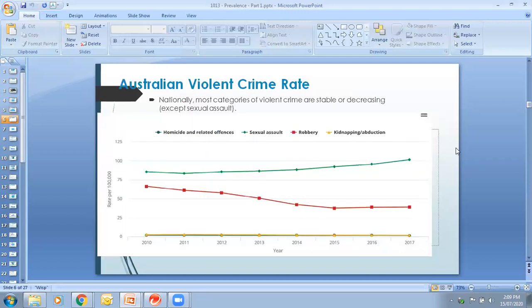So the Australian violent crime rate is in this graph. At the side you can see, I don't know if you can see my pointer, but I'm pointing to it, the y-axis, sorry, rate per 100,000, and you've got year on the x-axis.